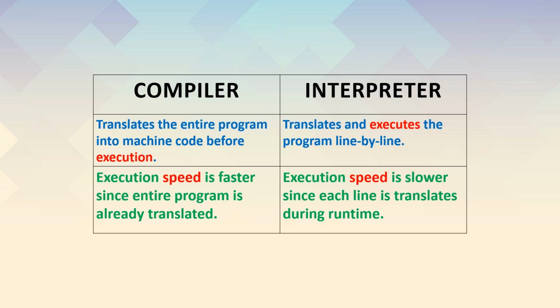Coming to the next point, execution speed is faster in compiler since entire program is already translated. In contrast, execution speed in interpreter is slower than compiler since each line is translated during runtime.